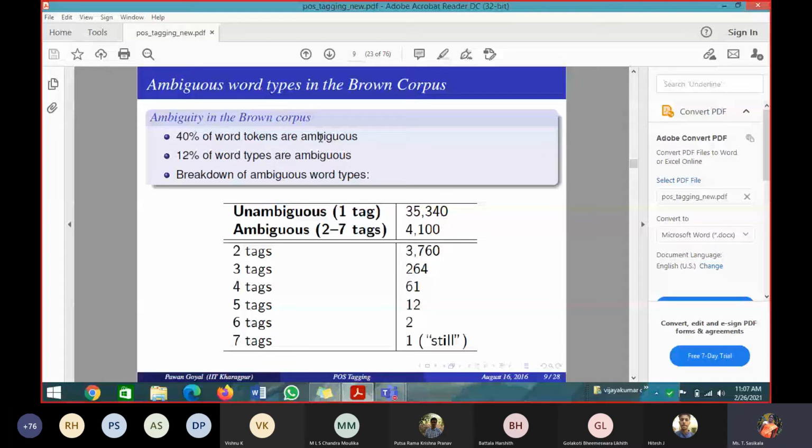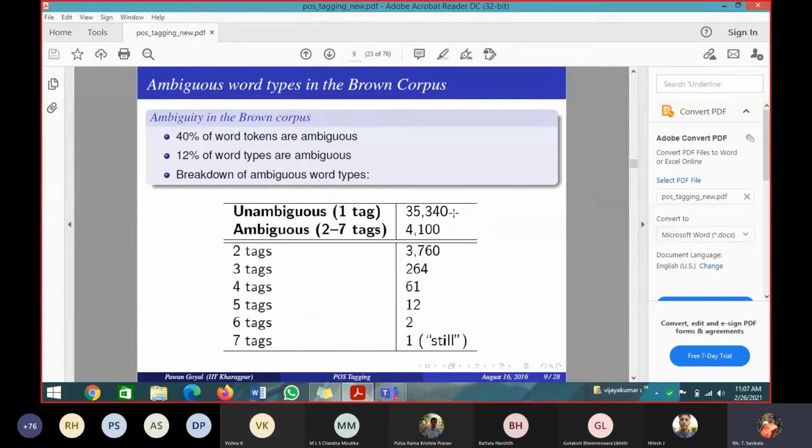In that corpus, totally 35,340 plus 4,100, so around 39,500 words are available. Of those, 35,340 words are unambiguous, having only one tag, so not a problem. The remaining 4,100 words have between 2 and 7 tags. So how many words have 2 tags? Is getting 2 tags common, or is getting 7 tags for a word common? 2 tags for a word is common.